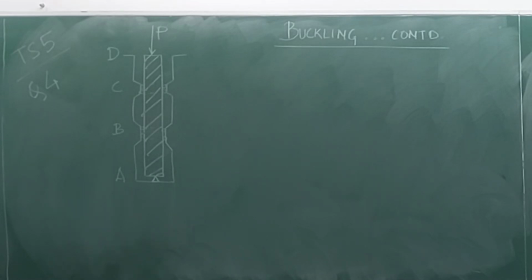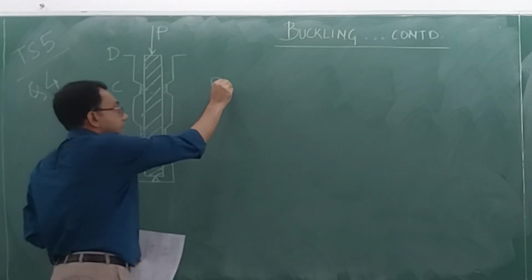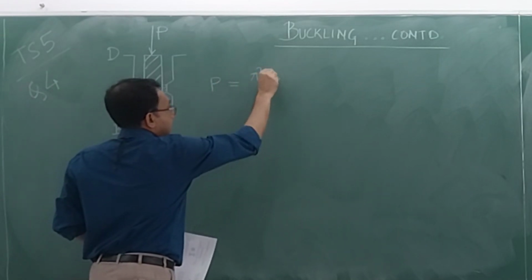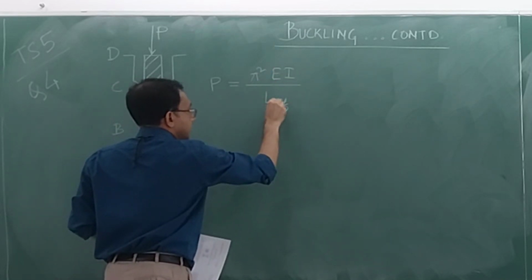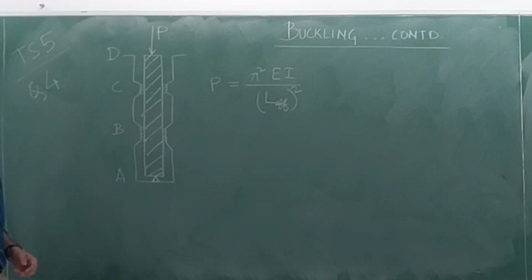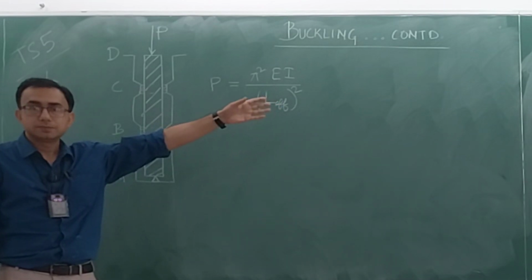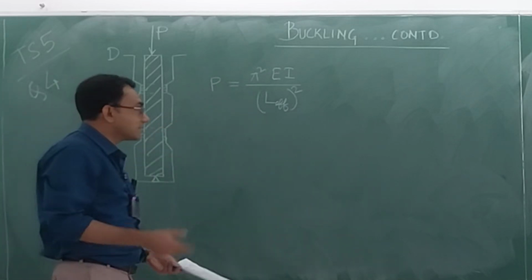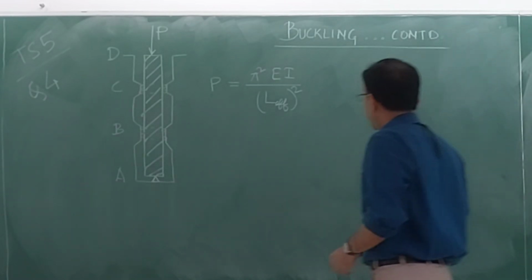So we just have to ensure that all of them are buckling at the same time. Now, all of them buckling at the same time means what? That you have this P, and this P will be equal to pi square EI divided by L effective square, right? Now for the different parts, you'll have different L effective. Just write that. That really is as simple as that. So in one shot I will write it.